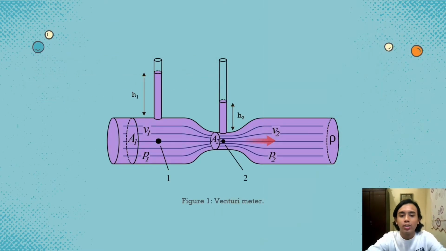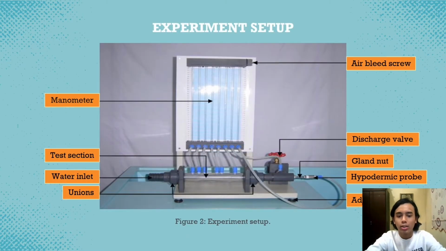Alright, figure 1 here shows a diagram of a Venturi meter. As you can see, there is a converging portion, a throat, and a diverging portion, and there is a difference between H1 and H2 due to the velocity of fluid. Okay, figure 2 here shows the experiment setup. It is quite simple because we only use a Venturi meter. The parts are manometer, test section, water inlet, unions, air bleed screw, discharge valve, gland nuts, hypodermic probe, and adjustable plate used to balance the meter.